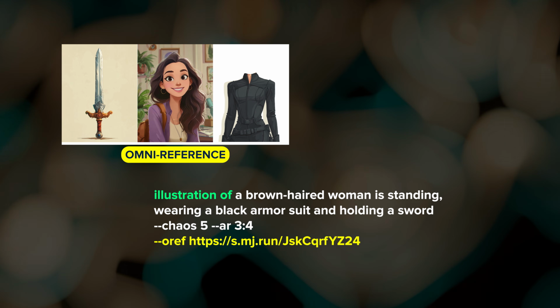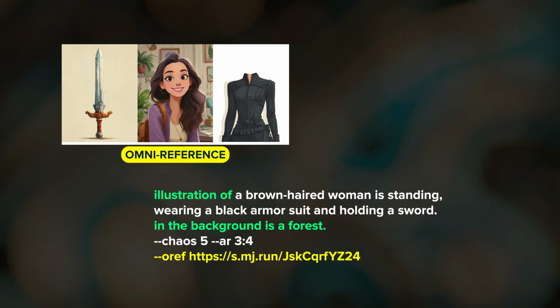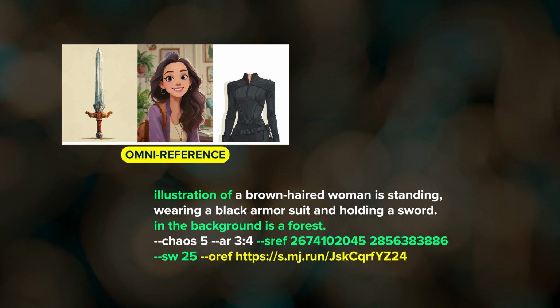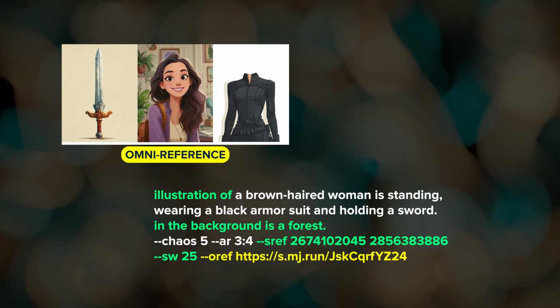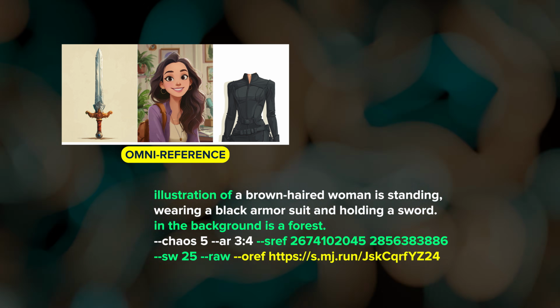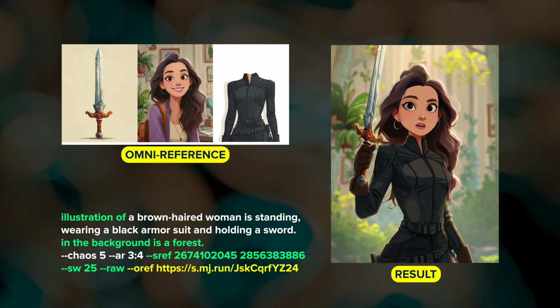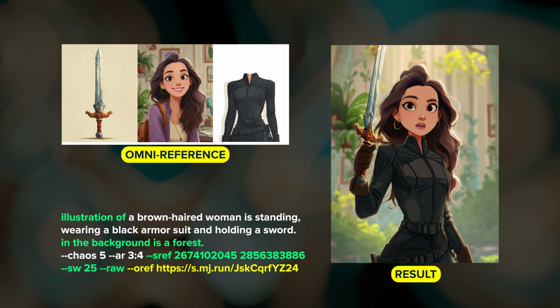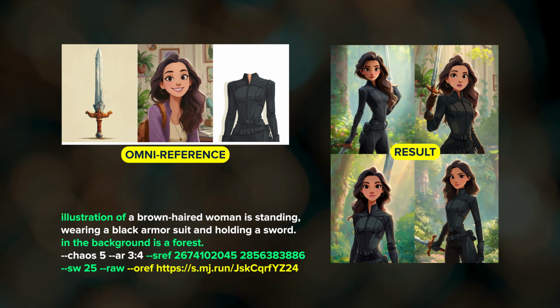So I added illustration to the beginning of the prompt, included a background scene. Then I added the two SREF codes that I actually used to create the original character image, but at a lower style weight of 25. For this prompt, I also included raw mode just to help with prompt adherence, although this particular prompt works well without it too. The image that you see here is from one of the first jobs that I ran, and just for transparency, here is what the full grid looked like. So not every result is going to be perfect.